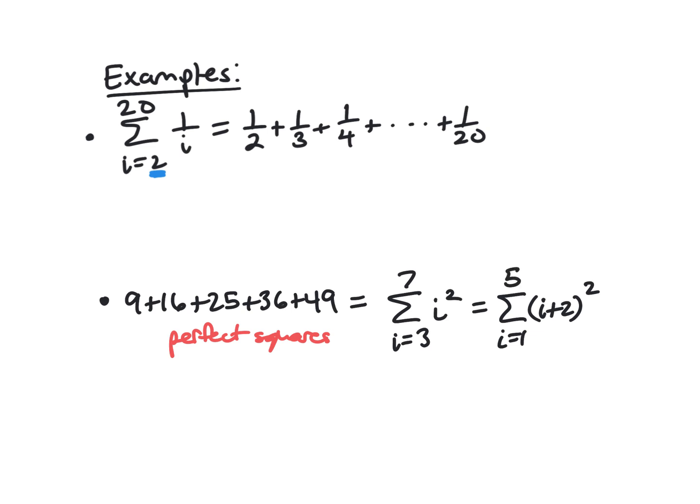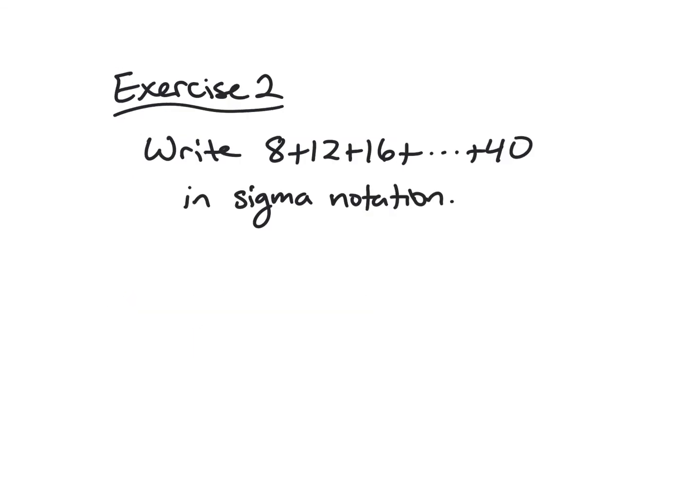This is something that's important to note, that you can have different indexing giving you the same sum. So this is definitely possible, and you don't have unique answers in this case. And for your second exercise, I want you to write this sum, which does stop hard at 40, in sigma notation. And again, just like the previous example, there's not a unique answer to this. All right, thank you for watching.